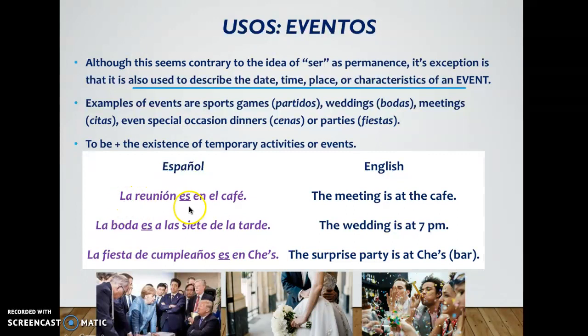La reunión es en el café. The meeting is at the cafe. La boda es a las 7 de la tarde. The wedding is at 7 p.m. Here we have time and we have event. So it is ser. La fiesta de cumpleaños es en Chase. Surprise party or the birthday party is at Chase. That's a bar in Tucson for those of you who do not live in Tucson.